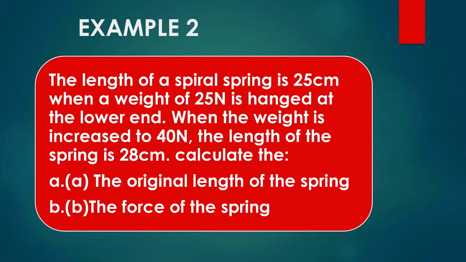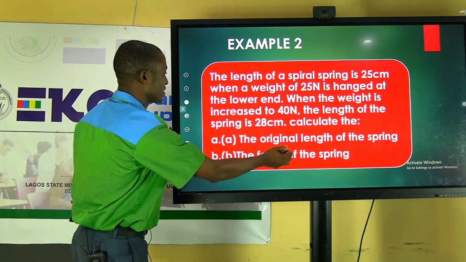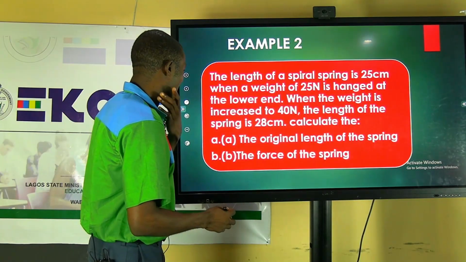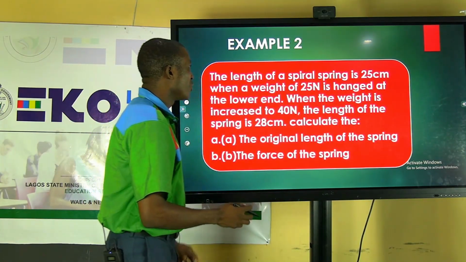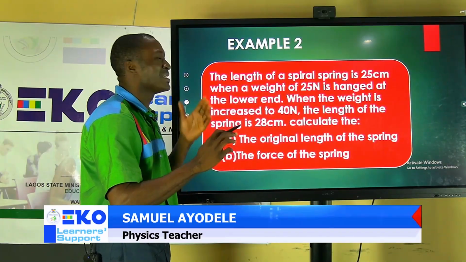Calculate, Roman figure 1, the original length of the spring. Then the other part says the force constant of the spring. Now look at this question. We don't know the original length of the spring.